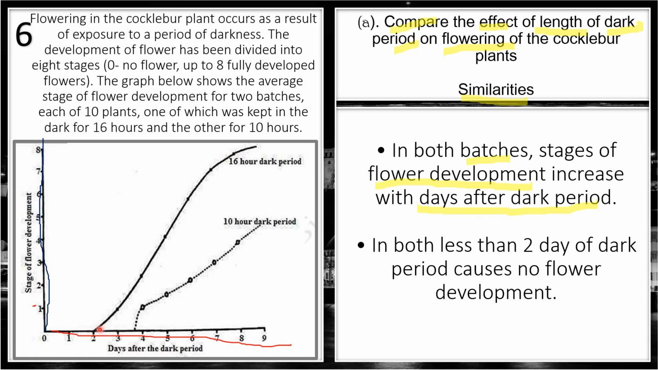So you can see that days after dark periods, there is an increase in the flower development for those plants that were kept for 16 hours dark period. And also when you look at those that were kept for 10 hours in dark period, you can also see that there is flower development increment with the days after darkness.